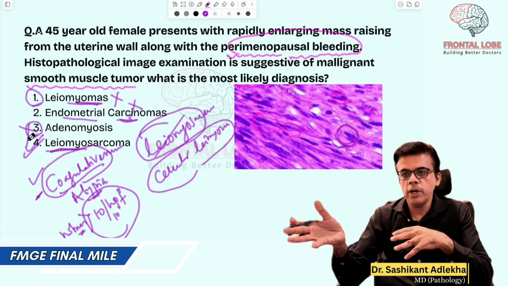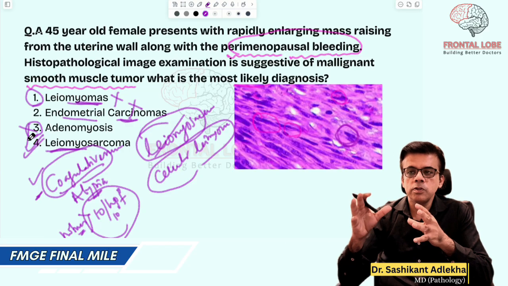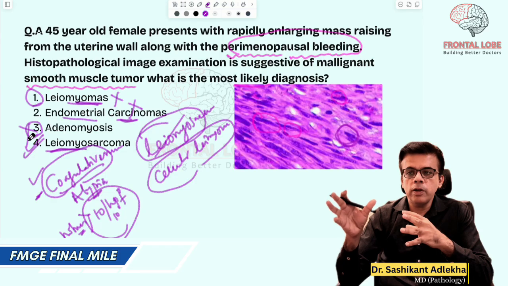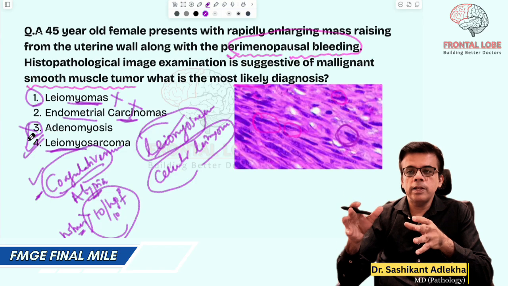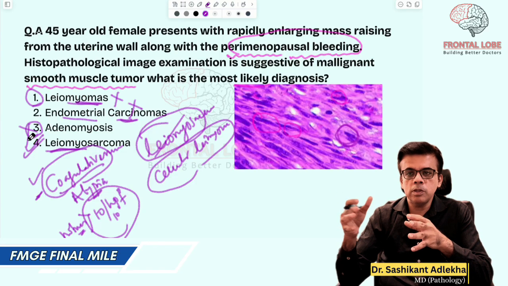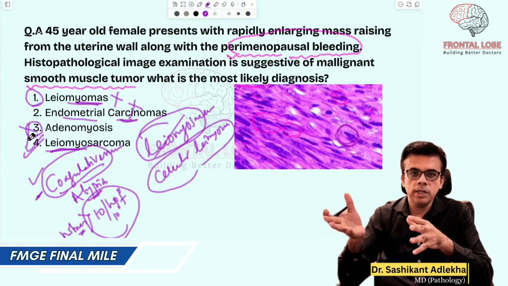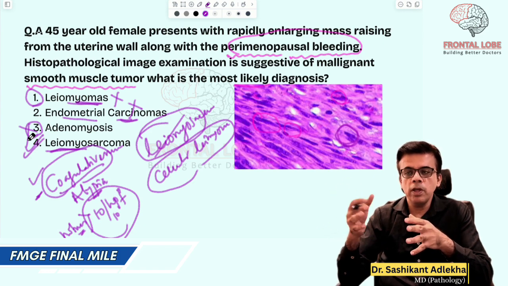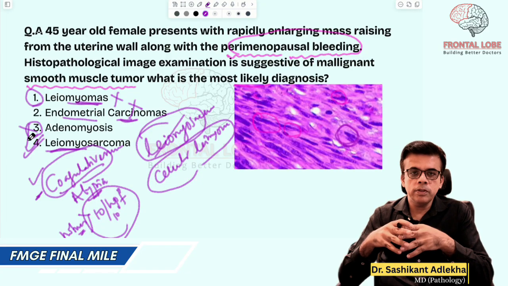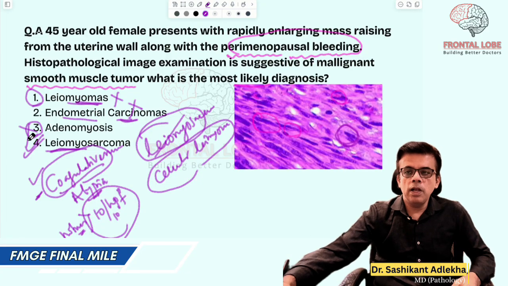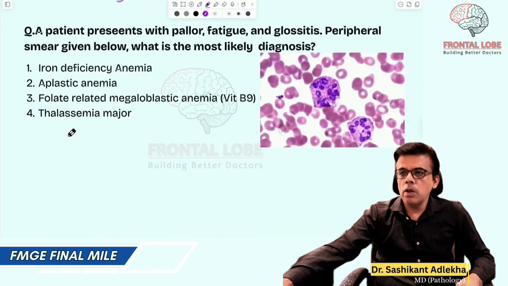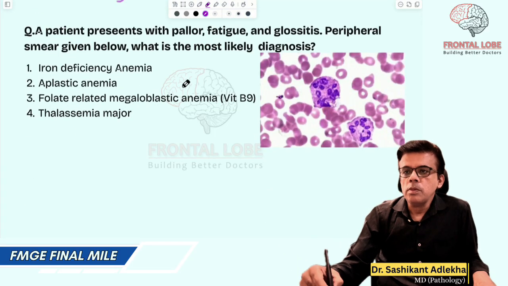Adenomyosis, how to differentiate from endometriosis? In adenomyosis, the endometrial glands and stroma are confined to the myometrium only, whereas if they go beyond the myometrium, it is called endometriosis. Like if it is going to the cervix or to the ovary, then it is endometriosis, not adenomyosis. So the correct answer here is leiomyosarcoma. This is the correct answer. Going to the next question.